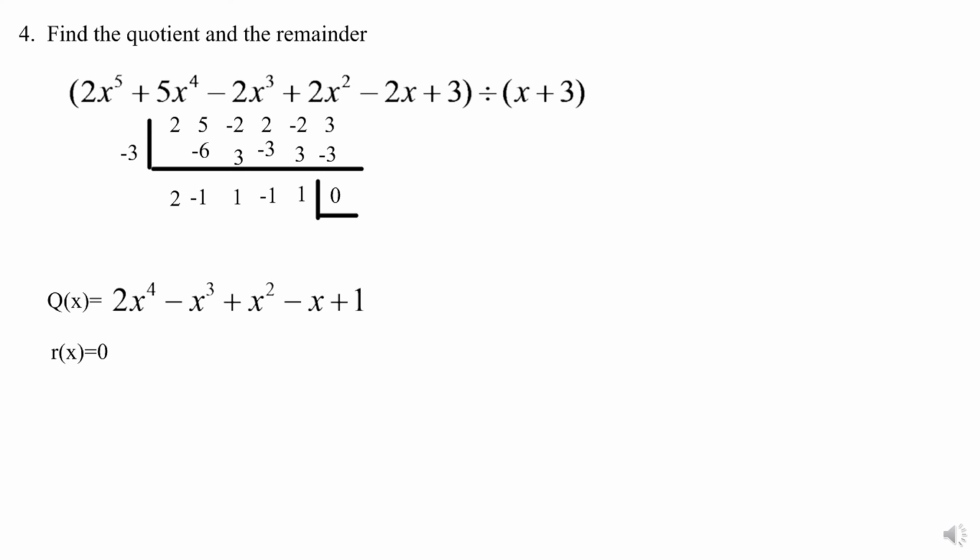You multiply -1 times -3. The answer, 3, goes in the box under -2. You add and get 1. You multiply 1 times -3. The answer, -3, goes in the box under 3. You add and get 0. You read backwards. The remainder is 0, and the quotient is 2x to the 4th minus x cubed plus x squared minus x plus 1.